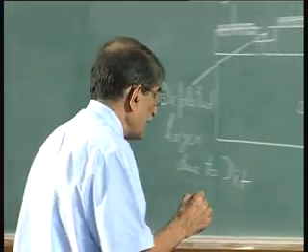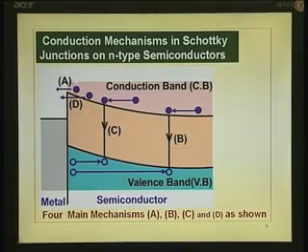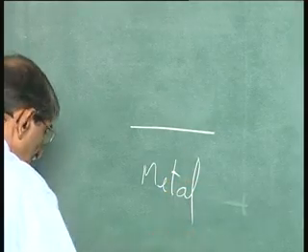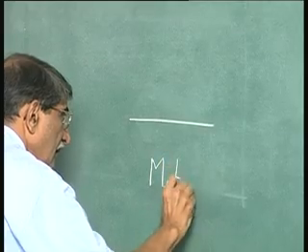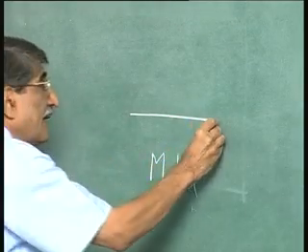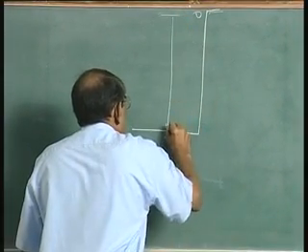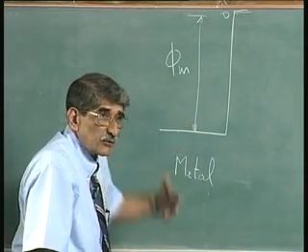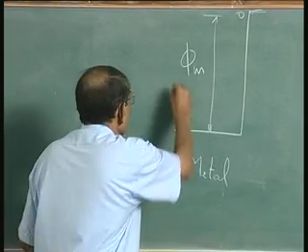If you take a metal, if it is in vacuum, there is a barrier that is the 0 level, and as we have said, that is phi m. If I take a metal at room temperature, electrons are not coming out of that, electrons are staying within that because they have the energy like this.